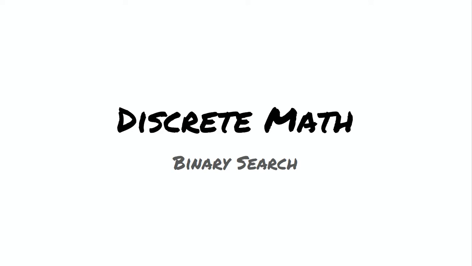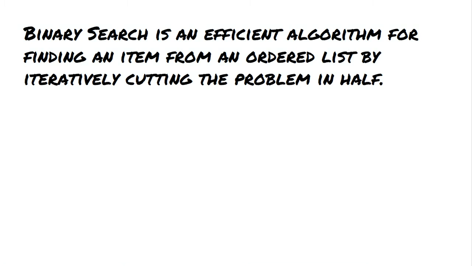In this video, let's review binary search, which is an efficient algorithm for finding an element from an ordered list. You have to take note that it is manipulating an ordered set, an ordered list. It works by iteratively cutting the problem by half.